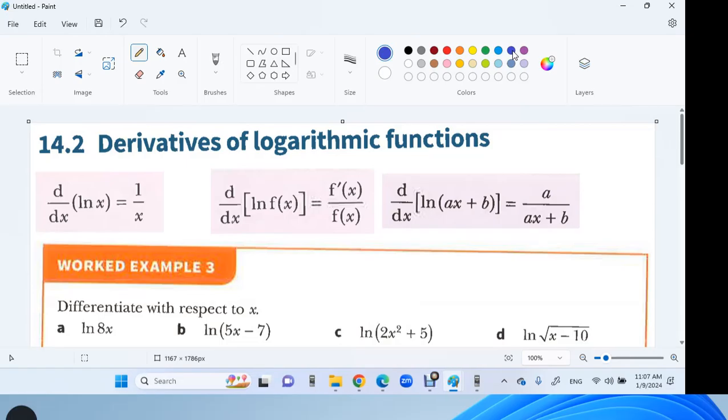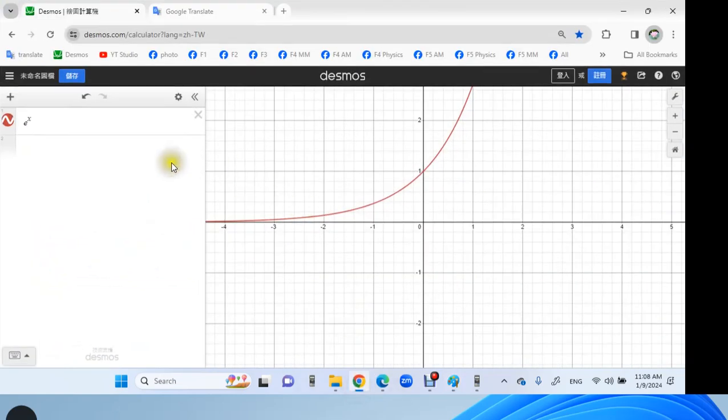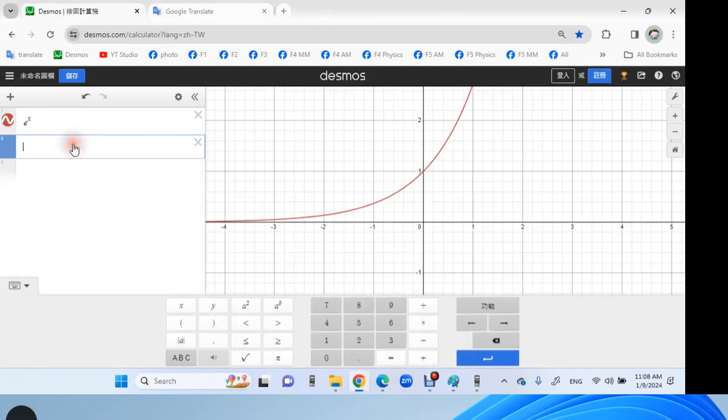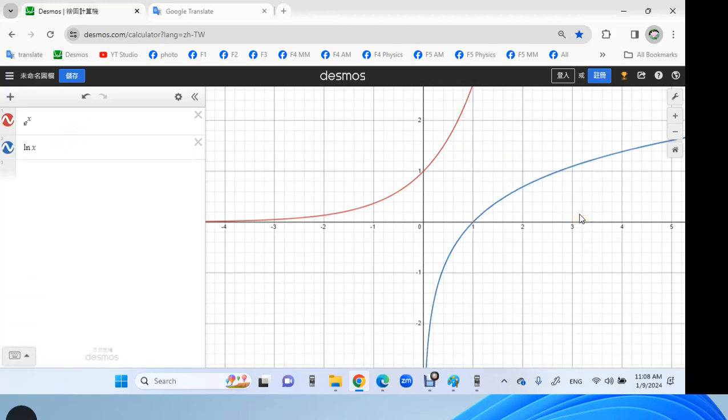Now we go to 14.2, derivative of log function. Before we do the derivative of log function, we need to know that ln is actually the inverse function of exponent. So we can see from the decimals, this is e to the power x. Then now we have the ln x. Then the graph will look like this.